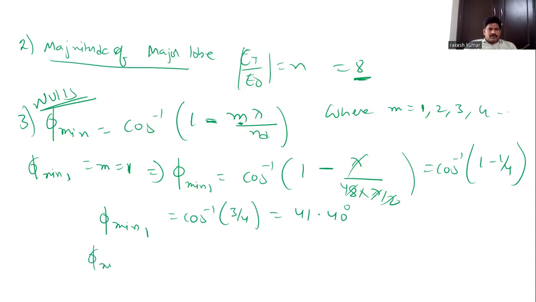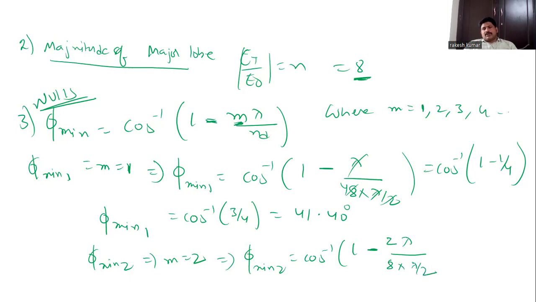Similarly for phi minimum 2. What is the value of m? m is equal to 2. So simply substitute here. Phi minimum 2 is equal to cos inverse of 1 minus 2 lambda by, N is 8, into d, which is lambda by 2. Lambda gets cancelled, so it is cos inverse of 1 by 2. So phi minimum 2 is equal to 60 degrees.